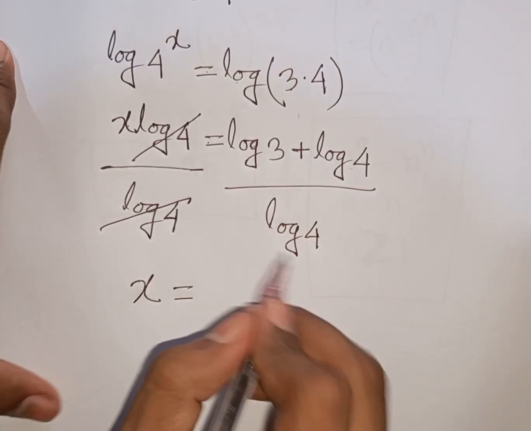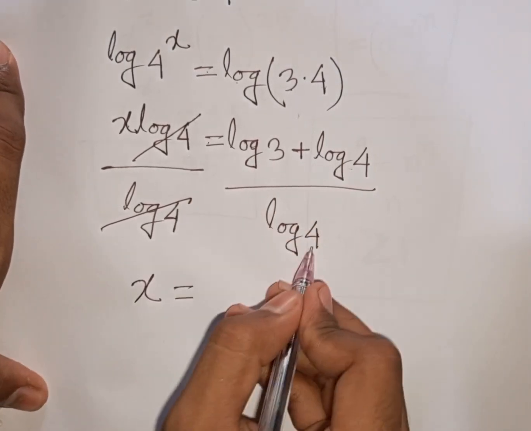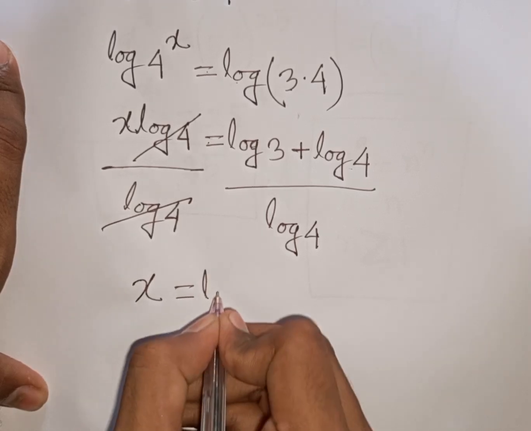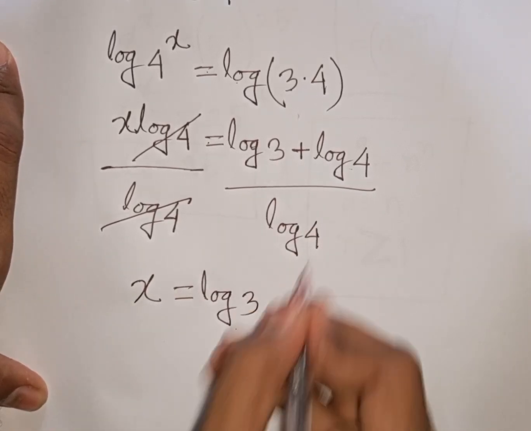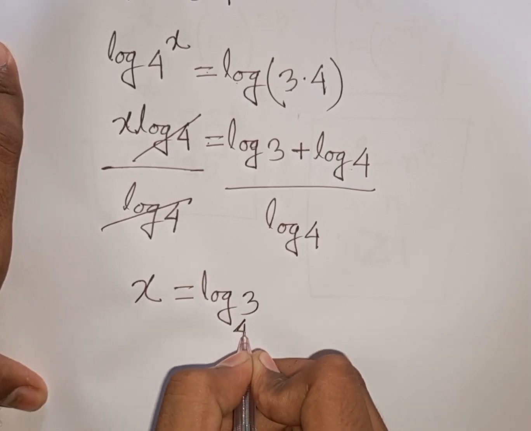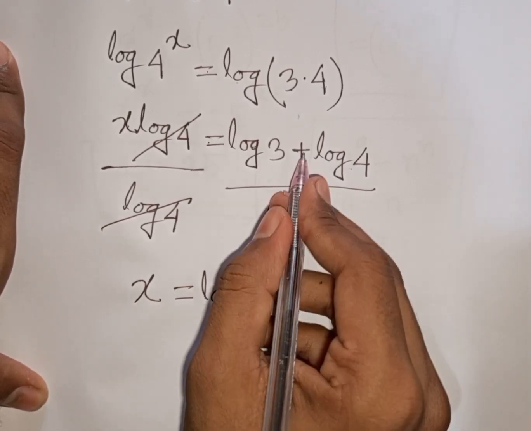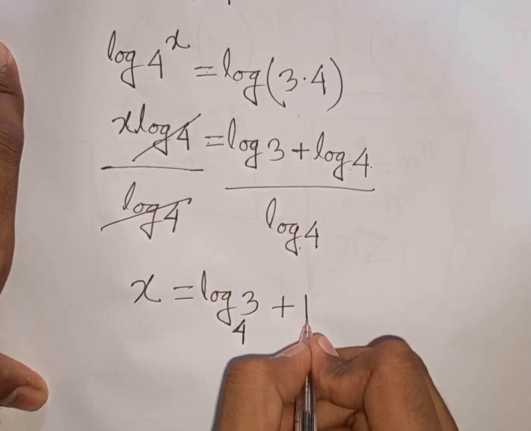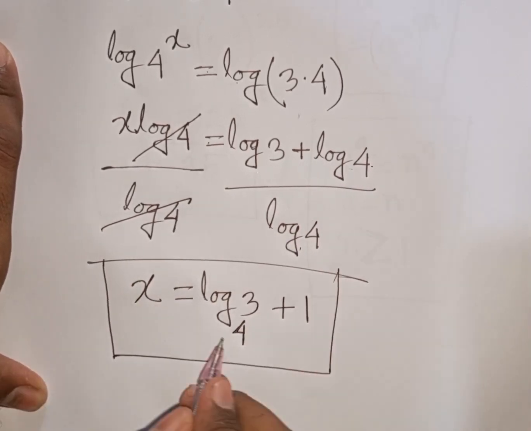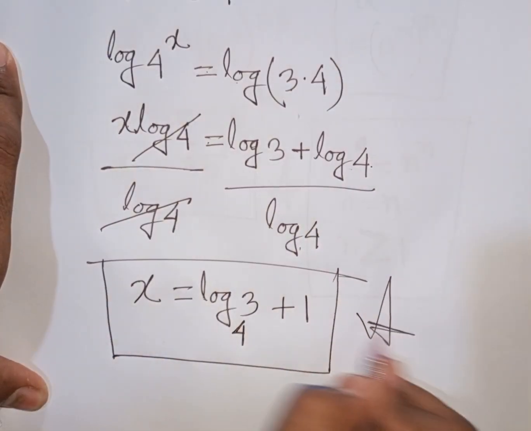So here x will be equal to this divided by this, that means log 3 over log 4, that means log 3 base 4, then plus log 4 over log 4, that means 1. So this is the value of x, so this is our final answer.